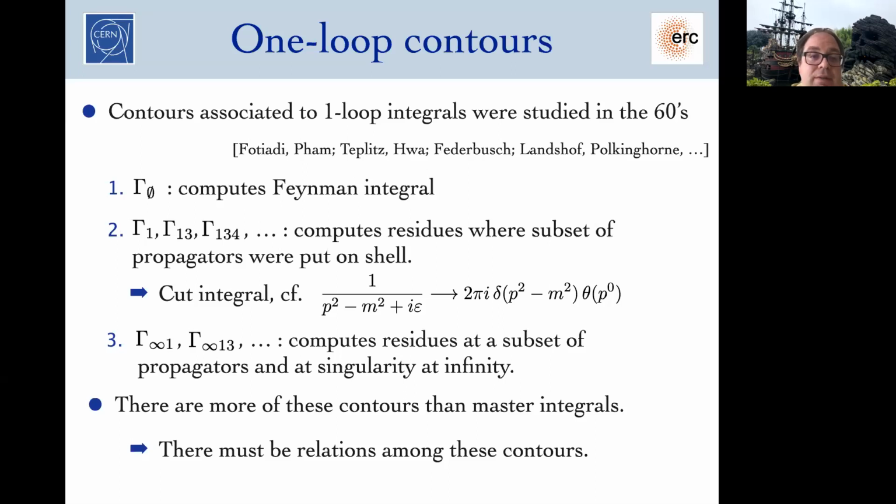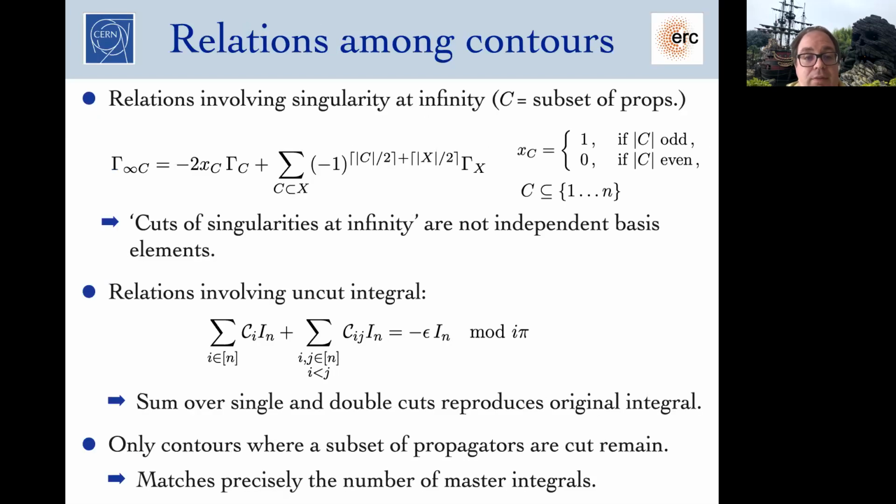Some of those have been classified. In particular, this one here is a relation that was known from the 60s, which says that whenever you have a contour where you take a singularity at infinity, it is just a linear combination of contours where you do not take the singularity at infinity. So every cut of a singularity at infinity, taking a residue at infinity, I can always write as a linear combination of other integrals. And there's this factor of 2 in this relation. The others come with a factor of 1. And this will be important later on. So that allows me to eliminate all contours that have infinity.